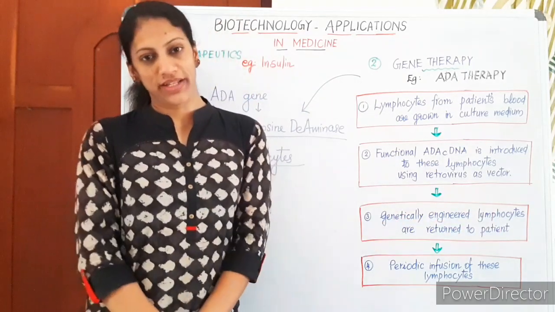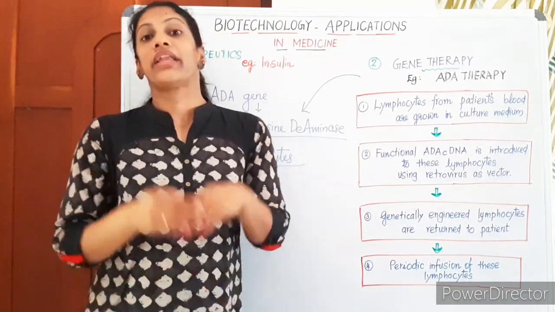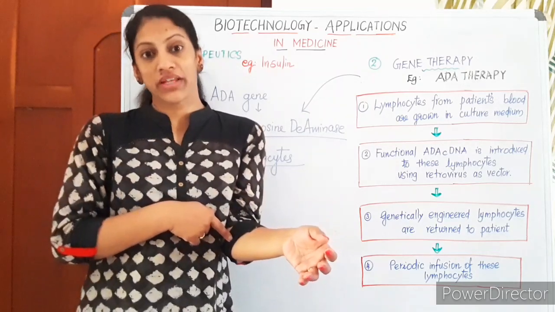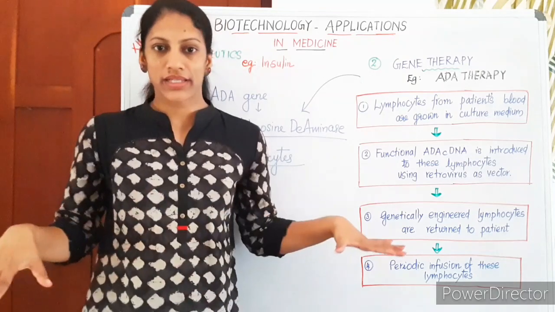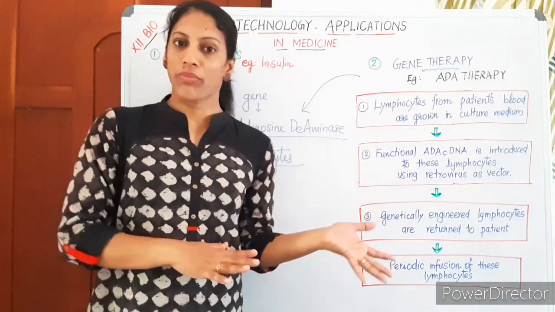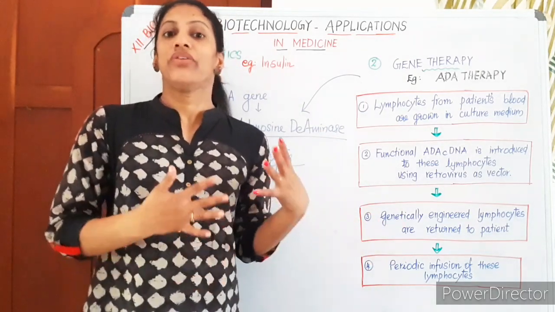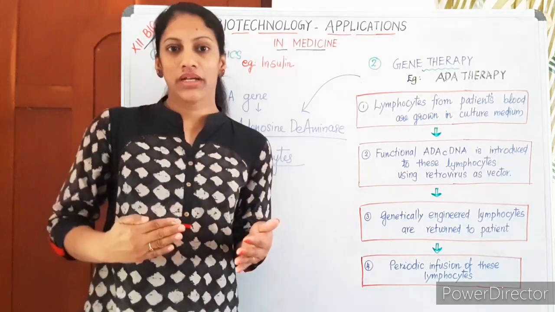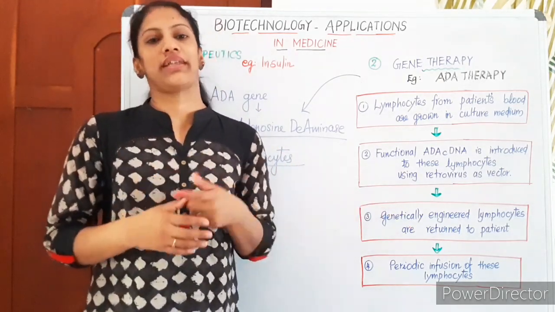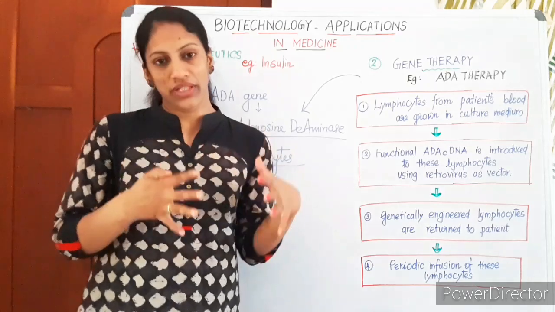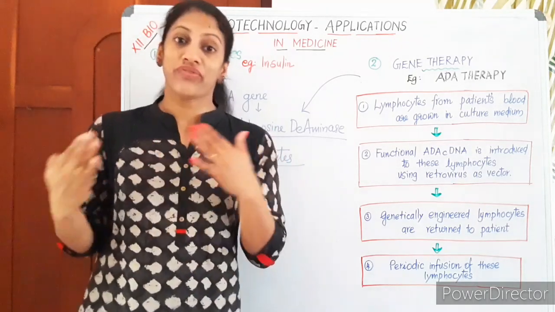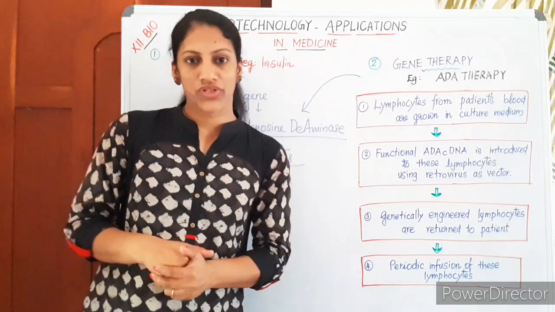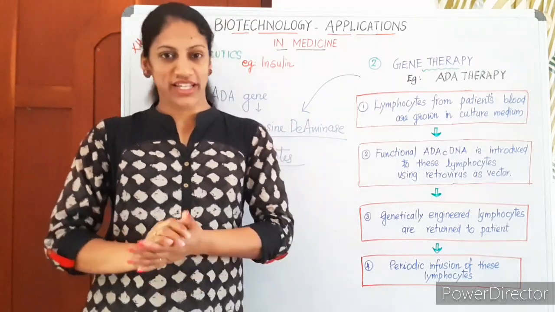Then these genetically engineered lymphocytes, which are now normal, are returned to the patient's blood. These lymphocytes have a lifespan. After that lifespan, the genetically engineered lymphocytes die, and the patient goes back to the earlier state. So what should we do? We should do periodic infusion of genetically engineered lymphocytes after the lifespan of the lymphocytes.